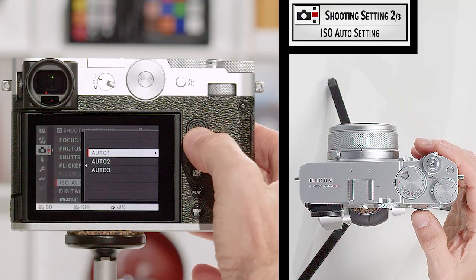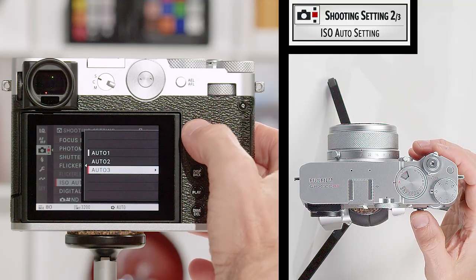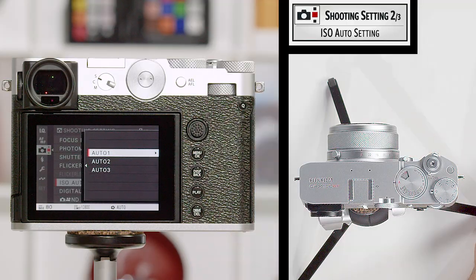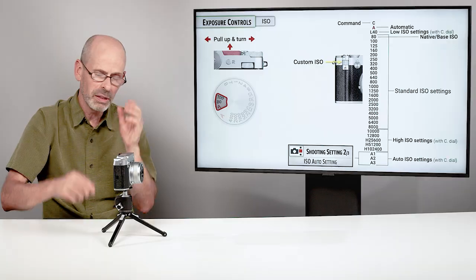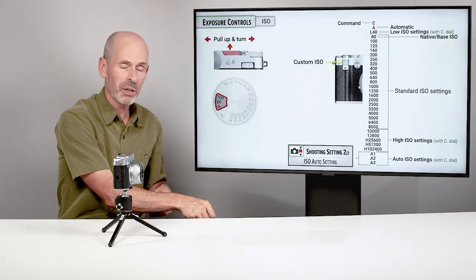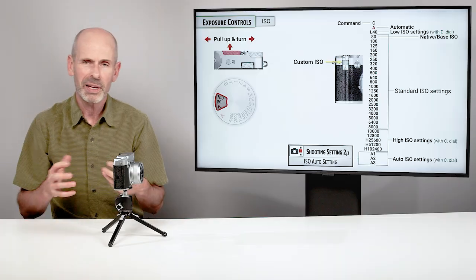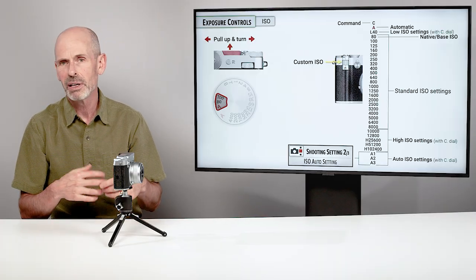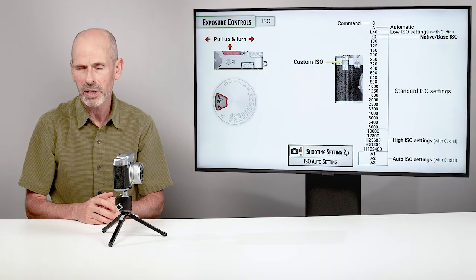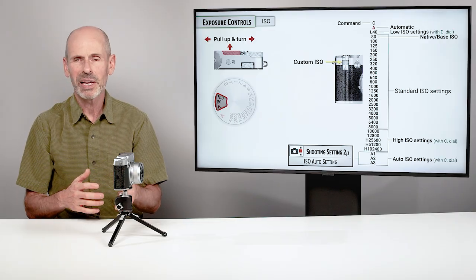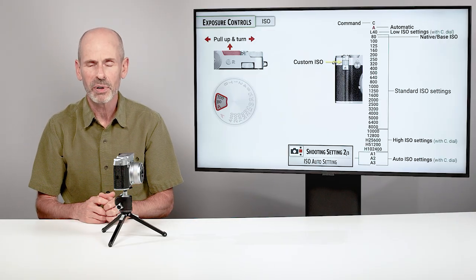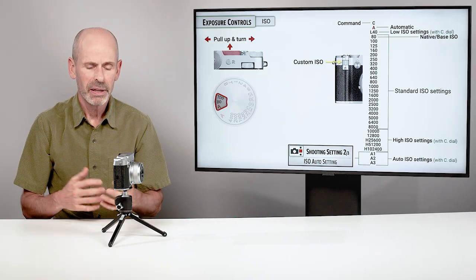And the idea here is that you can set up 3 different auto modes according to different types of needs that you might have. And then you can quickly change between auto 1, 2, and 3 rather than coming back in and customizing the one solitary auto setting that you have.